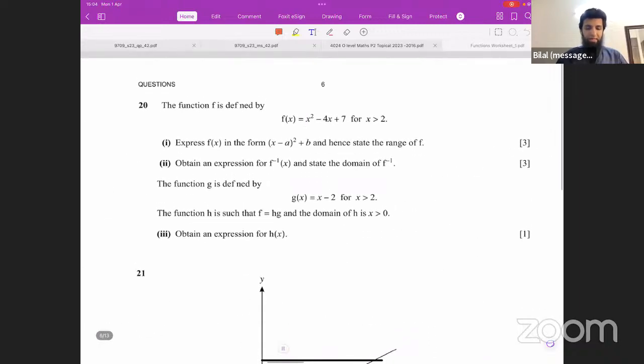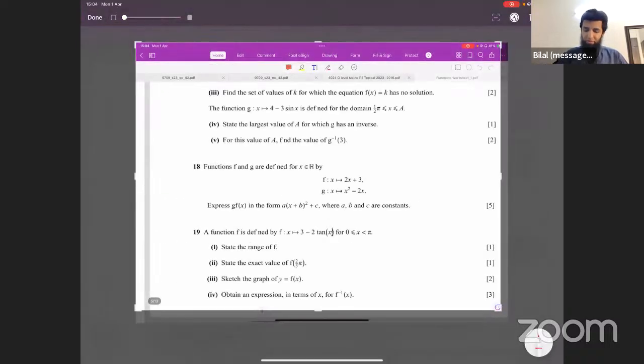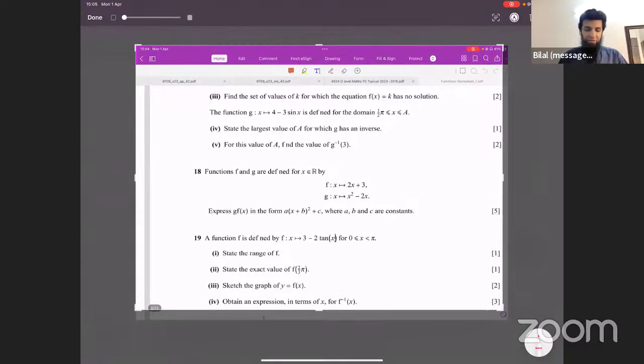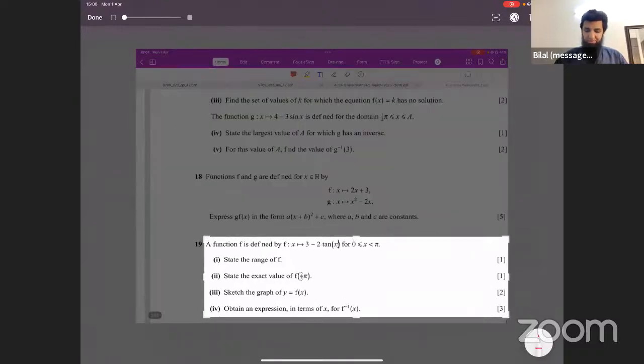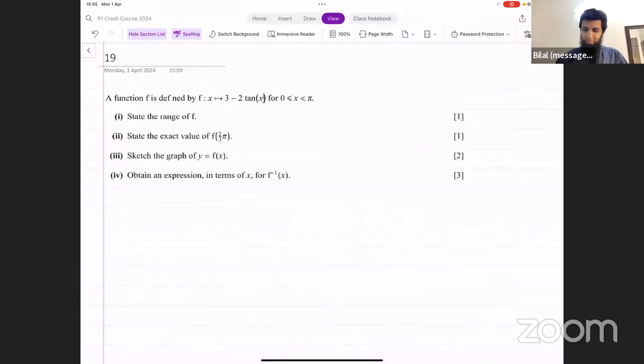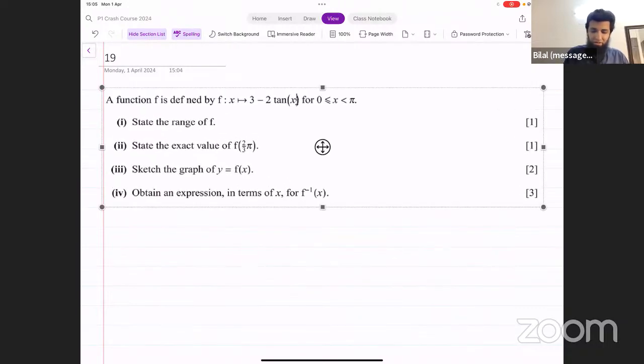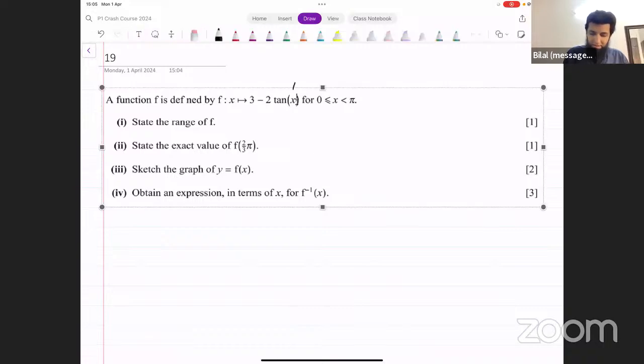Okay, question number 19 from the worksheet. Again, this involves a trigonometric function. In this case, it's a tan function. Let's see how to think about this. Now, there is a slight misprint here. This is half x, okay? Inside tan, you've got half x. Okay, let's try this now.